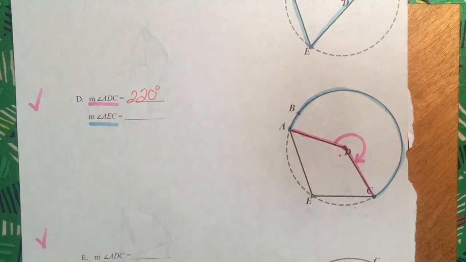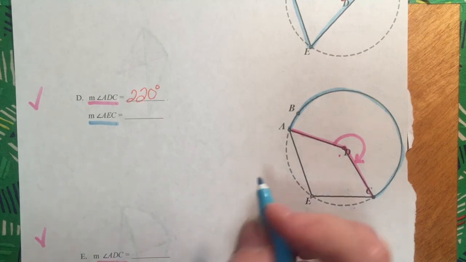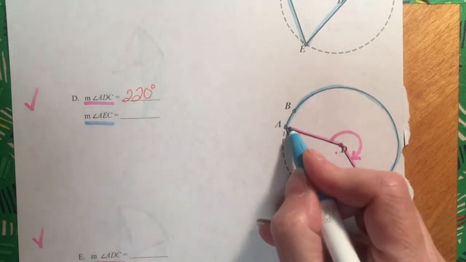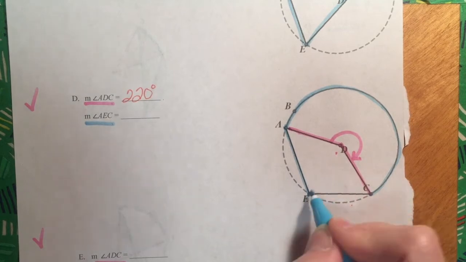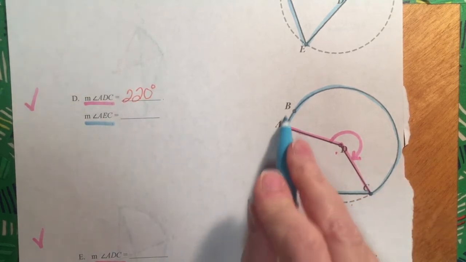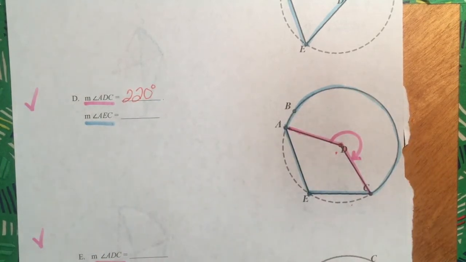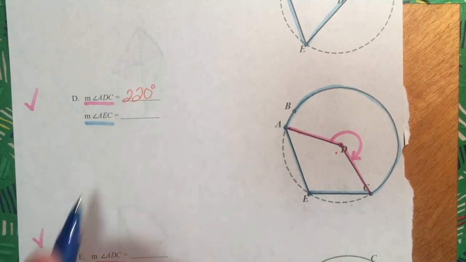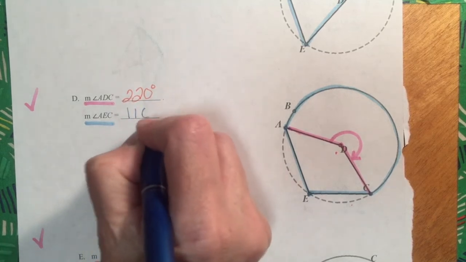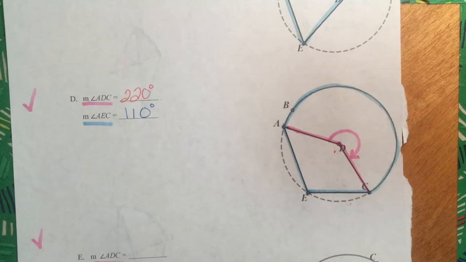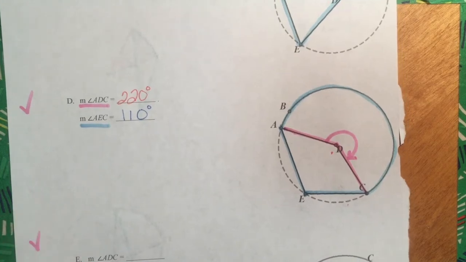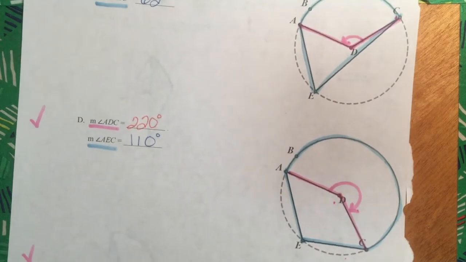So if I told you that that angle was 220 degrees, which is a little more than 180, and you can see that, then what is this inscribed angle going to measure that cuts off that same arc of the circle? Well, it's going to be half of 220, which is 110 degrees, okay? And so that's how inscribed angles and central angles are related to each other.